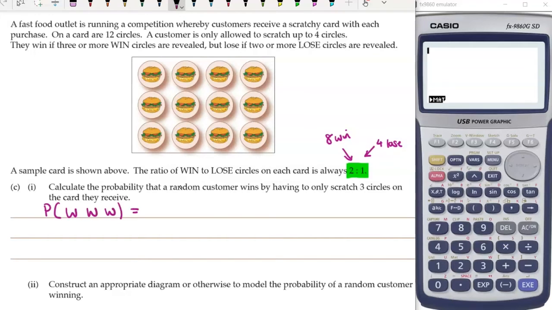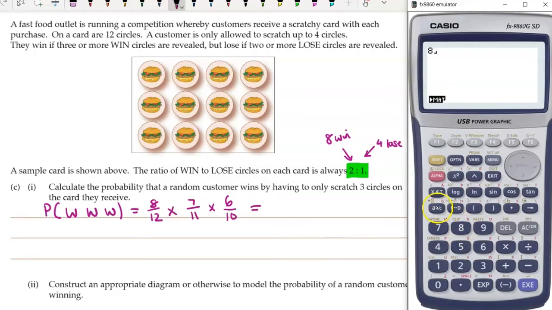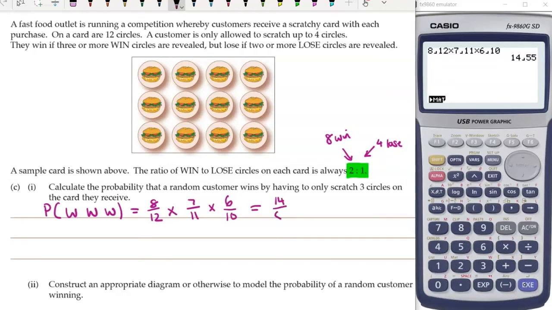Well, to get a W on the first one, we have 8/12. Then we would have 7 left out of a possible 11 to pick from. Then we would have 6 winning ones left out of the 10 that are left. So 8/12, 7/11, and 6/10, which, as a decimal, is 0.2545.